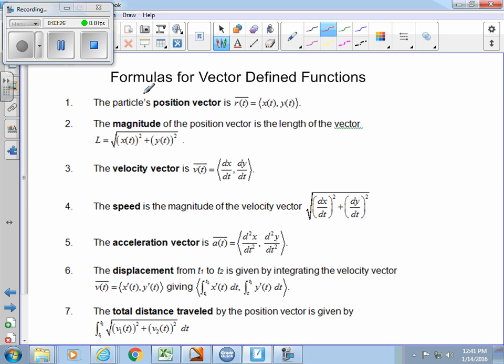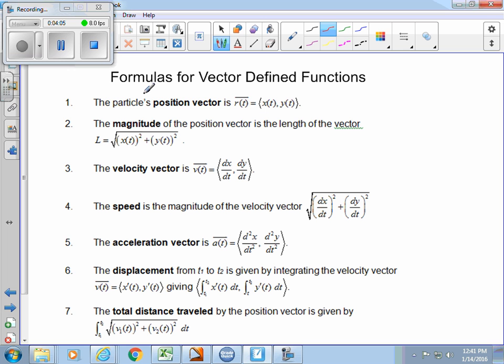The particle's position vector is the vector where the x component and the y component are parametrically defined, x of t and y of t. The magnitude of the position vector is the length of the vector, which is, what is that formula on number 2? Pythagorean Theorem, right? So that is the magnitude of the position vector. The velocity vector is the derivative of the x component and the y component.